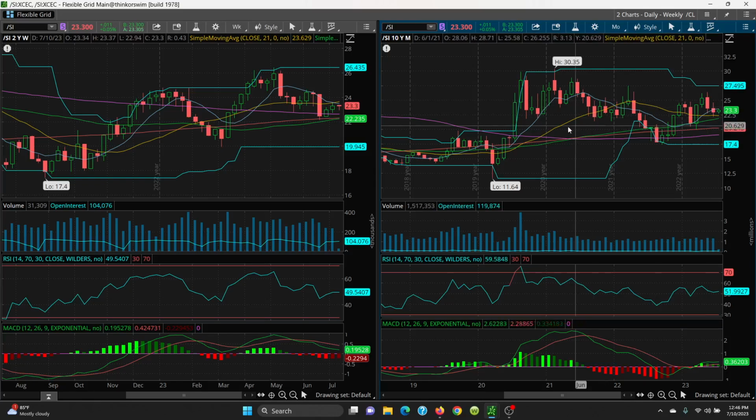On the downside, you've got some good support here. You've got the 21-day sitting at 22.38. And then we have your 50 SMA here. You're sitting at 21.89, and then your 200 right below that at 20.24.